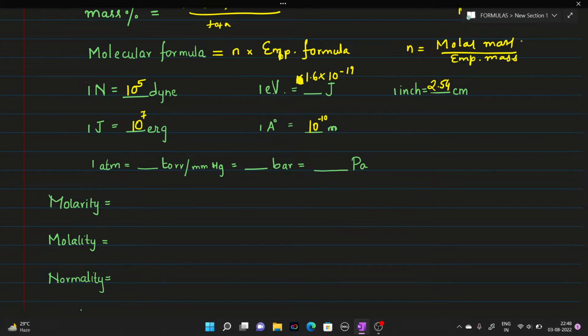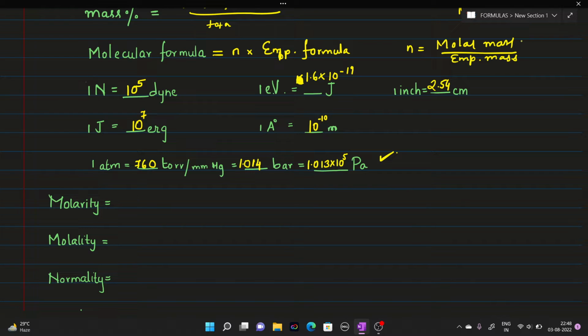Then conversion for pressure: 1 atm is nothing but 760 torr or mm of Hg, which is also 1.013 bar, or it is also 1.013 into 10 to the power 5 Pascal. These conversions are much more important than any others.